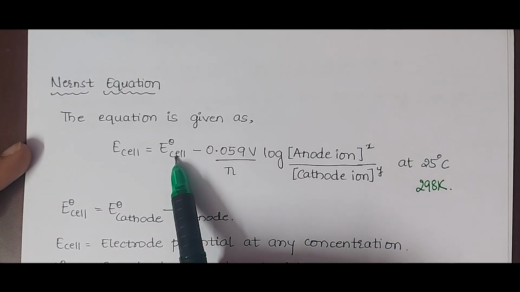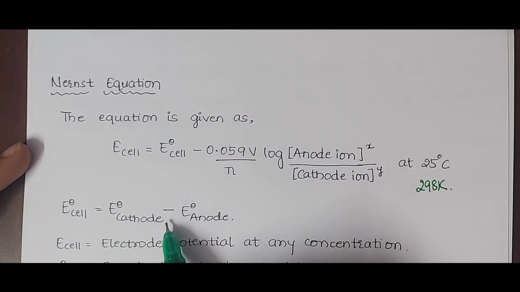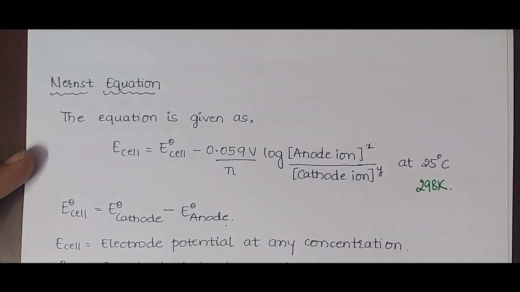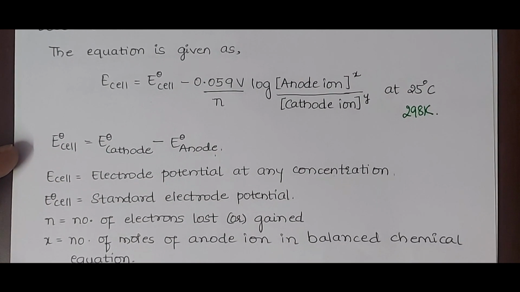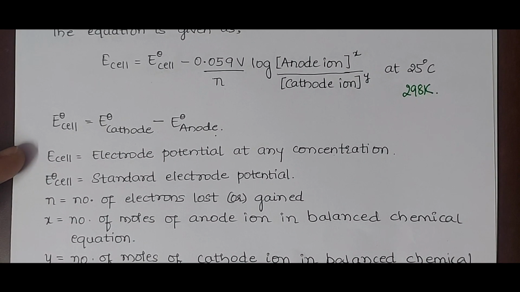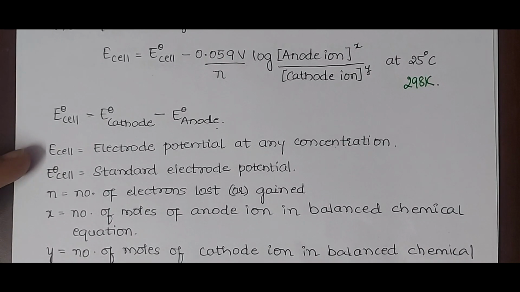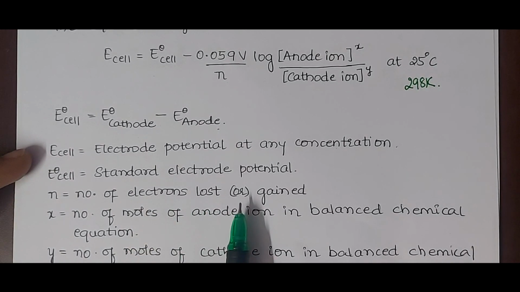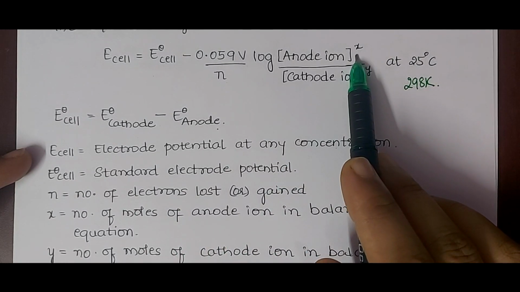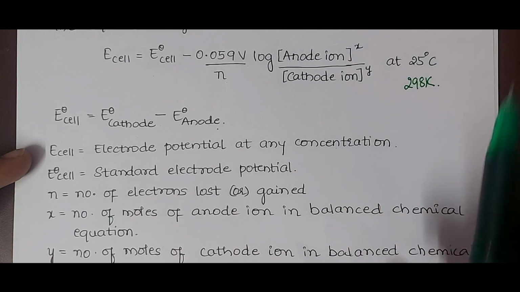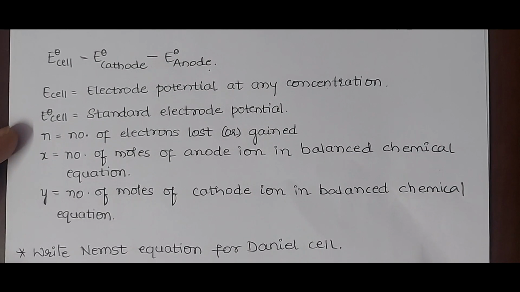So what is this E naught cell? It is a standard electrode potential obtained by calculating E naught of cathode minus E naught of anode. E cell is the electrode potential at any concentration. At any other concentration than 1 molar, we can calculate the EMF of a cell using Nernst equation. Then n is the number of electrons lost or gained. x is the number of moles of anode ion in a balanced chemical equation, and y is the number of moles of cathode ion in the balanced chemical equation.